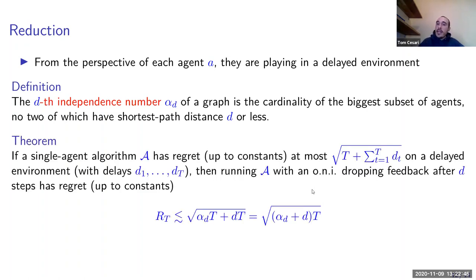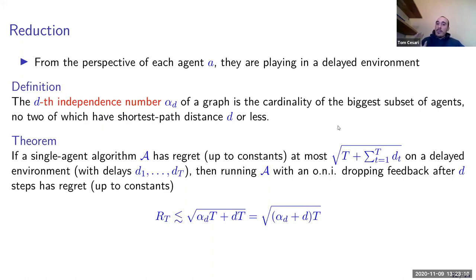And the idea is the following. If you already have a single agent algorithm, and you know that this algorithm works well with delays, which is the case for most popular algorithms, for online gradient descent, for the perturbed leader, whatever. So you have your bound, which is like square root of T. I'm ignoring constants everywhere, by the way. I'm being very sloppy with the constants. I'm just talking about rates here. Don't be mad for that.